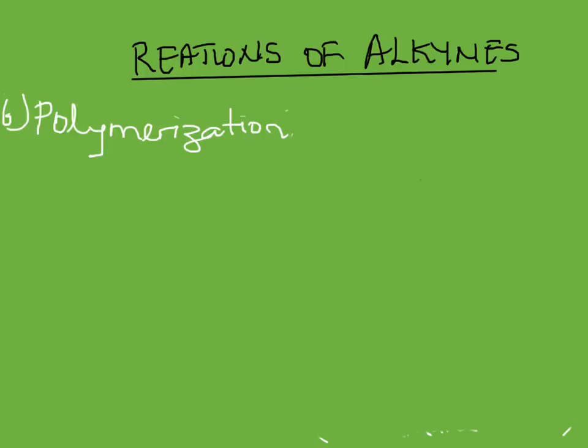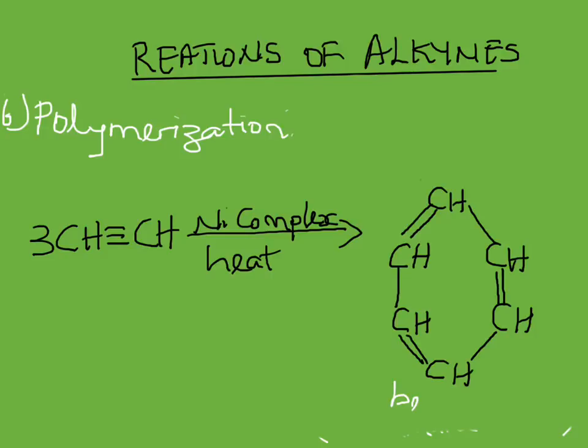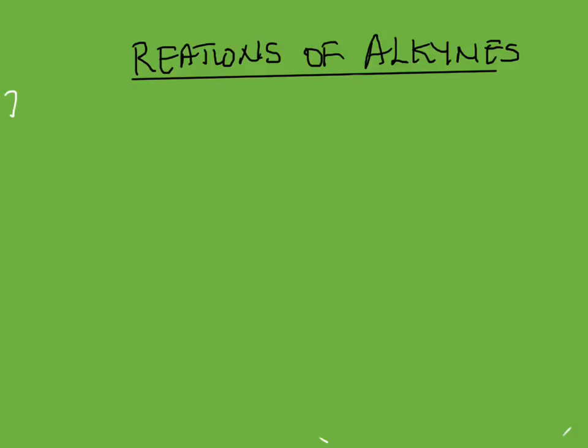The next reaction is polymerization. Ethyne, when heated in the presence of a complex nickel catalyst, polymerizes to benzene. We say ethyne, when heated in the presence of a complex nickel catalyst, polymerizes to benzene, like you can see from the reaction there. That's it.